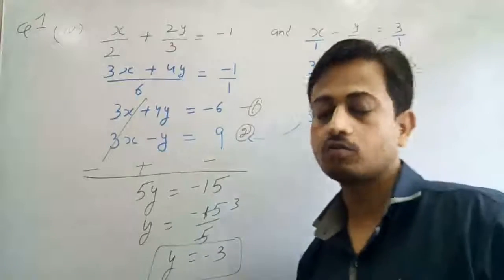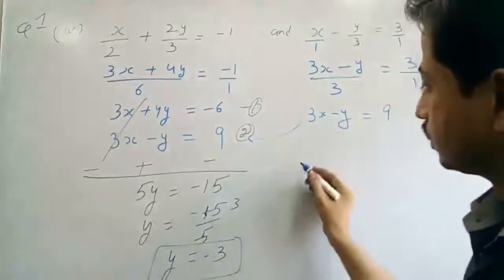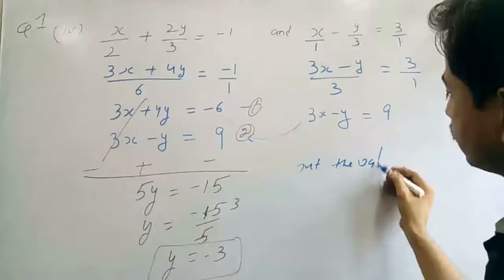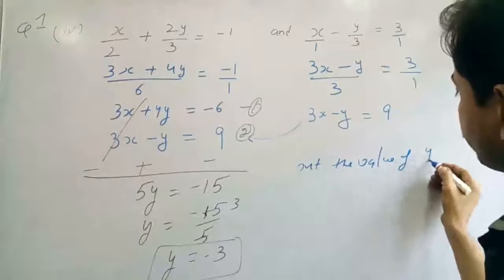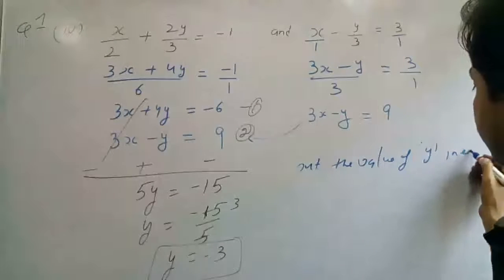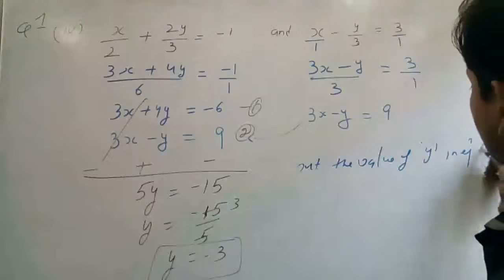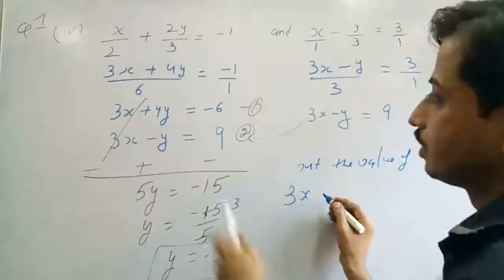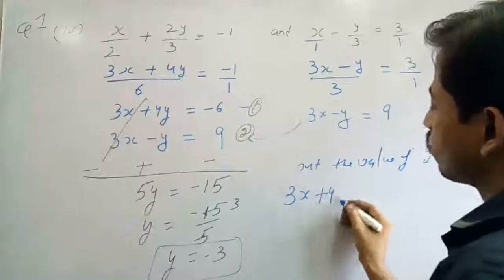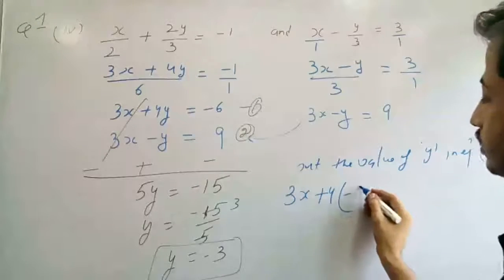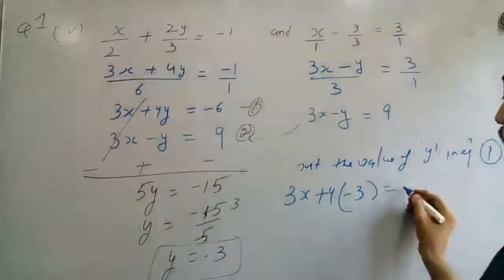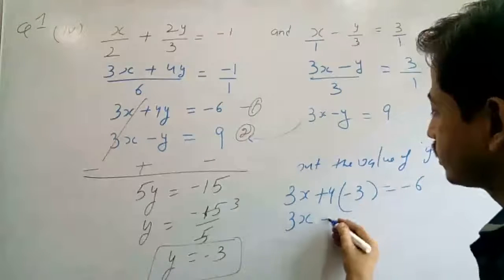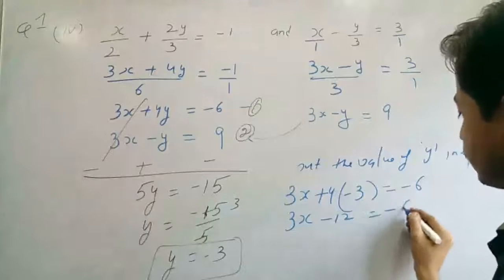Next step is what? We have to find out the value of x. So put the value of y in equation 1. What's the equation? 3 into x plus 4 into y, where the value of y is minus 3, is equal to minus 6. Now solve this. 3 into x, 3x, 4 into minus 3, minus 12, is equal to minus 6.